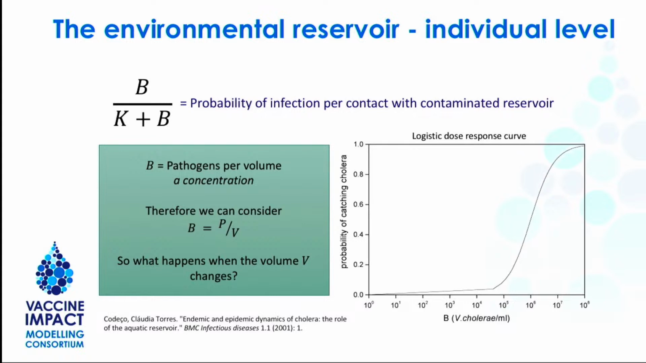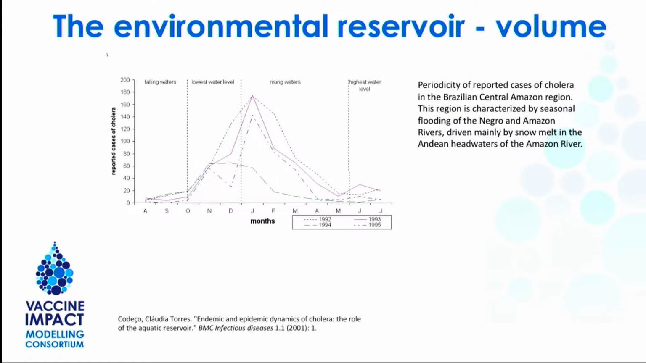So one question you can ask before even getting too much into the disease dynamics is, if we think about just this term on its own, how will this change as the volume of that environmental reservoir changes? So if you think about cholera being shed into a water source, if the volume of that water source changes, but the number of pathogens in the water source does not, how is that going to affect our probability of infection? And this is one of the things that they looked at in this paper because, hopefully you can see, they had this figure.